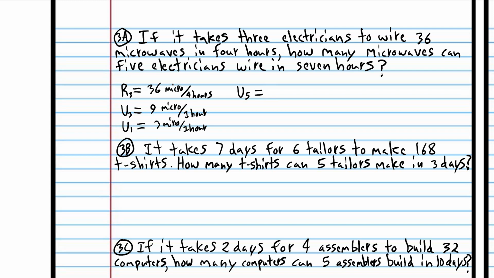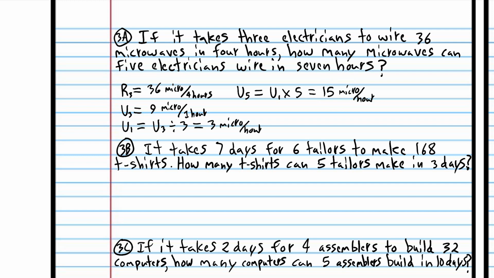In fact, let me go ahead and write this. So I'm just going to show what we did here. So that's U3 divided by 3, which is 3. And U5 is going to be U1 times 5, which is going to be 15 microwaves. So that's how many microwaves 5 electricians can wire. So we took this and multiplied it by 5. So now we know how many microwaves 5 electricians can wire every hour.